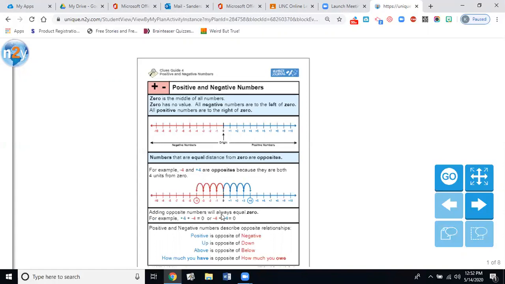Adding opposite numbers will always equal 0. For example, +4 plus -4 equals 0, or -4 plus +4 equals 0. Positive and negative numbers describe opposite relationships. Positive is opposite of negative. Up is opposite of down. Above is opposite of below. How much you have is opposite of how much you owe.